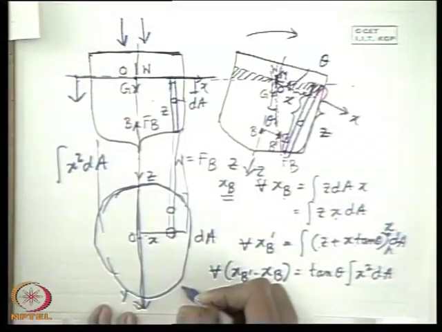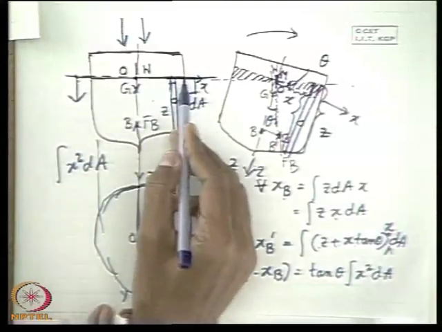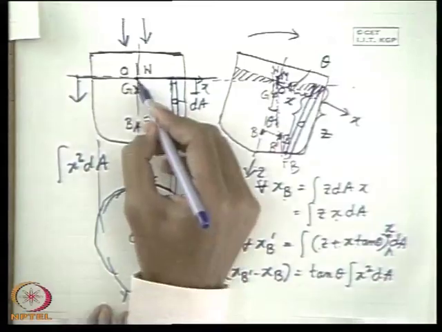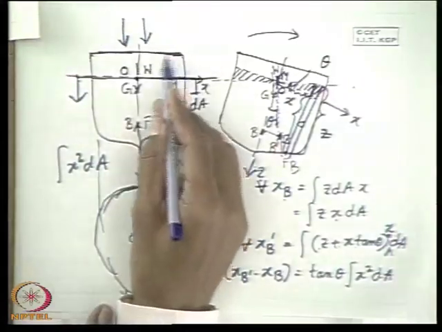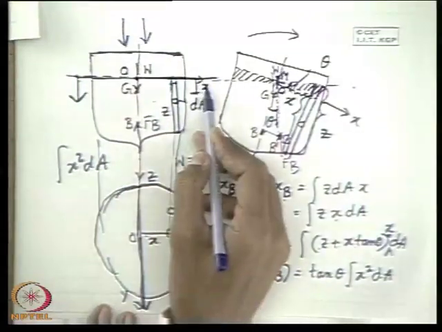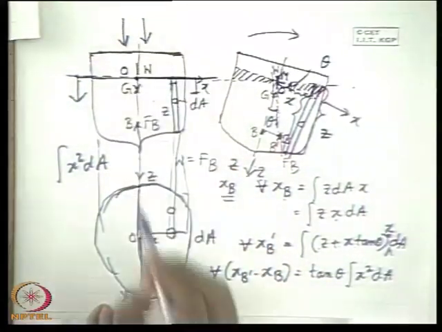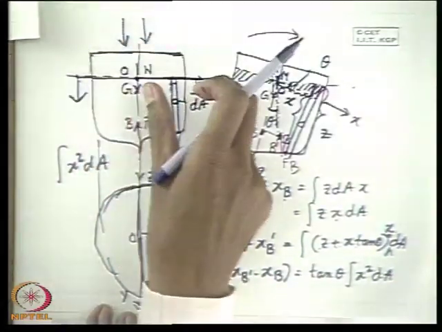Be very careful, this one, second moment of area of the plane of flotation about this OY, which means physically about the centroidal axis, that means this axis here, which is perpendicular to the plane of flotation. Plane of flotation is the XZ plane. So, Y axis is perpendicular to that. Or you can tell that it is the centroidal axis of rotation, about which the rotation is taking place.